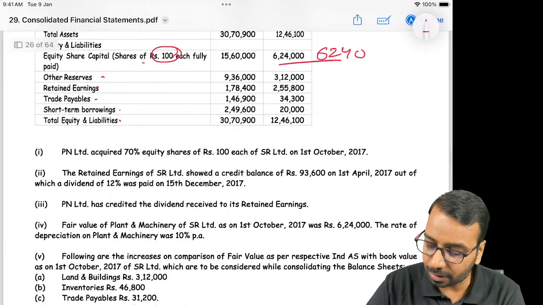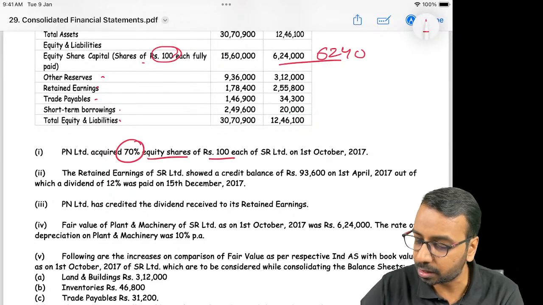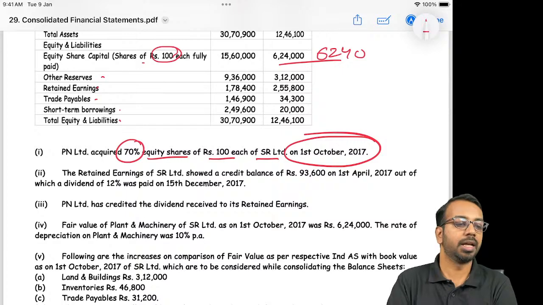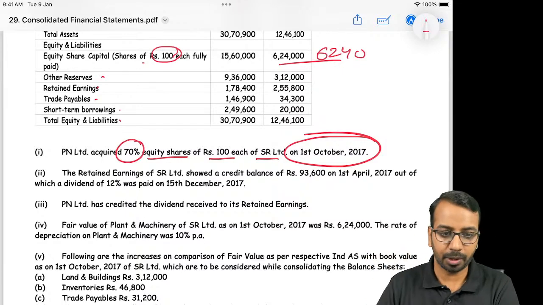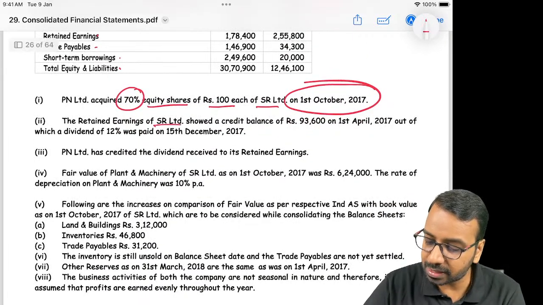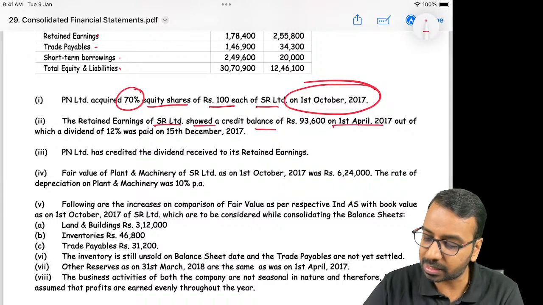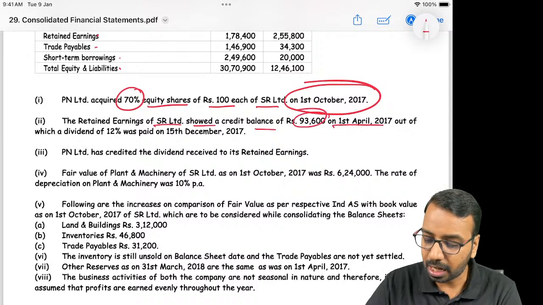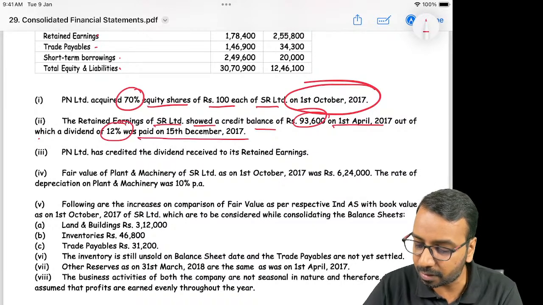PN Limited acquired 70% equity shares of rupees 100 each in SR on 1st of October 17. So this is an immediate acquisition, first thing. Then the retained earnings of SR Limited showed a credit balance on 1st of April 17 of 93,600, out of which a dividend of 12% was paid on 15 December.